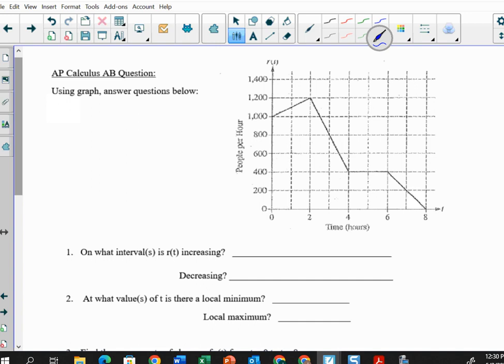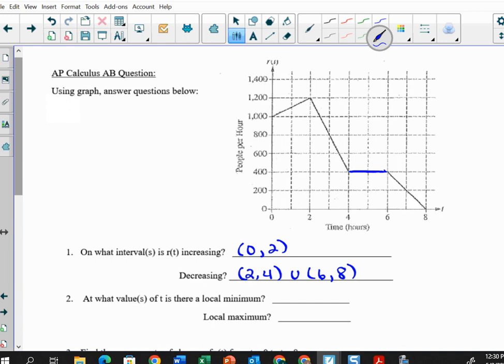Okay, guys, we're going to jump around a little bit on this page. Let's do number 1 together. So on what intervals is r of t increasing? What would you say? 0 to 2. Anywhere else? No. Okay, where is it decreasing? 6 to 8. Okay. Now, this section here from 4 to 6, we didn't include anywhere.